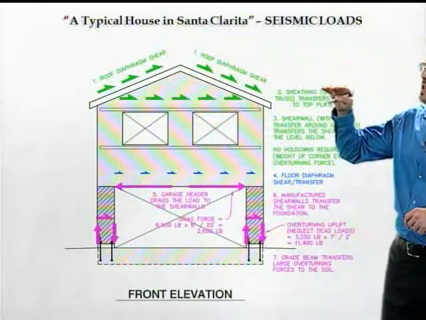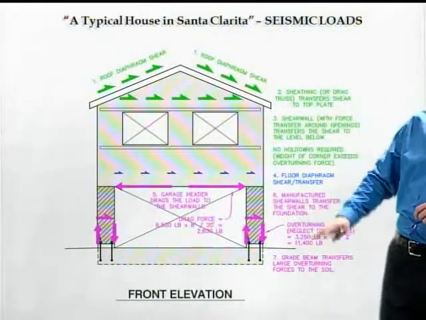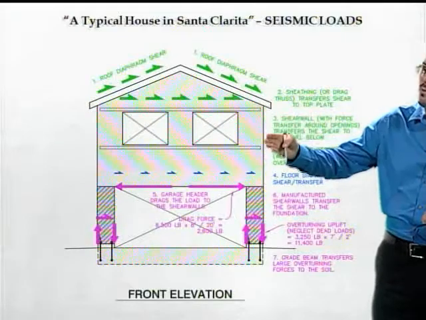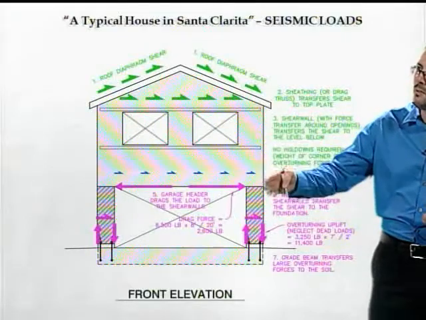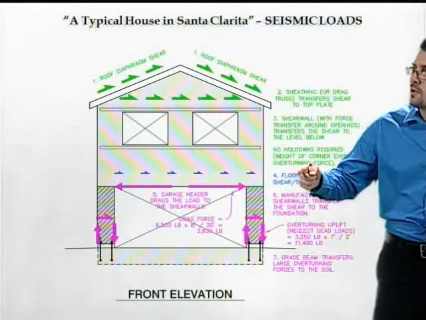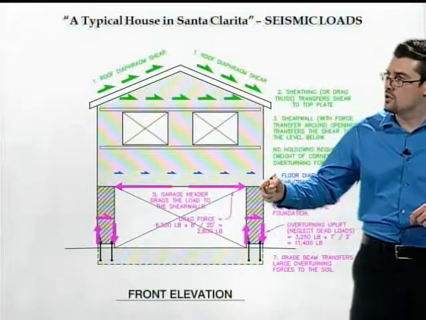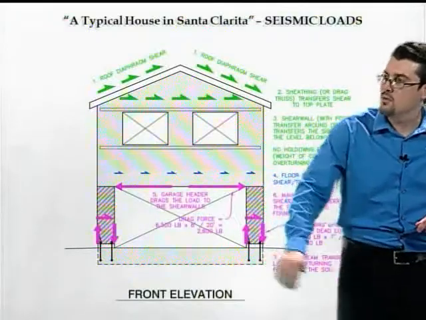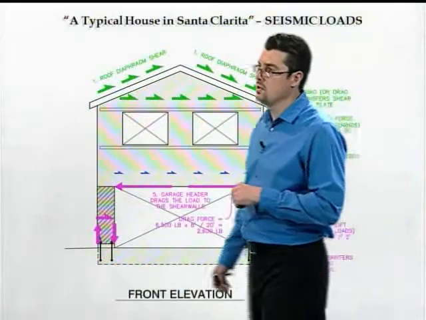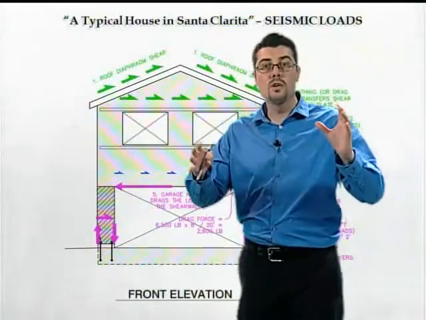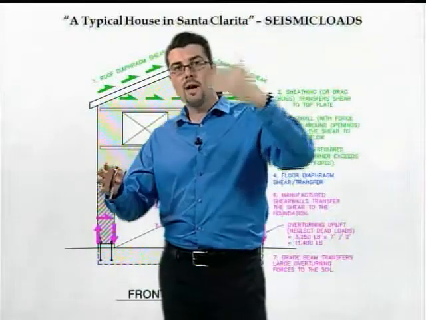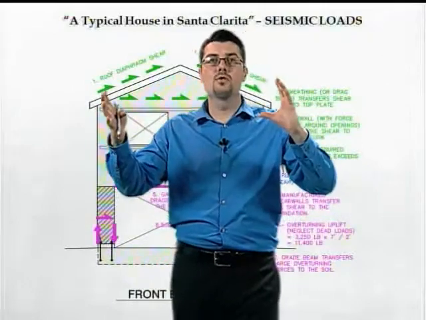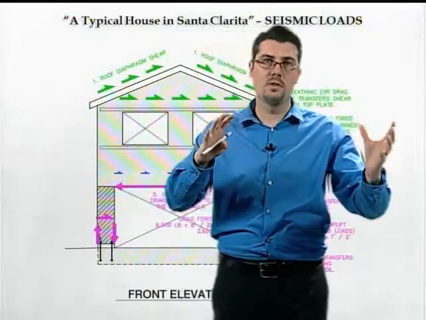So all the steps are essentially conceptually the same. It's just how they're resisted that is different. Okay, shear force at the roof, perforated shear wall, shear force at the floor combines, goes into the garage header, transfers through the garage header to the shear wall, down to the foundation, heavy overturning forces, and then a grade beam to transfer that force to the soil. Okay, so those are two examples, the front and the back of our example home, with basically the same forces, but they illustrate much different ways of resisting those forces and designing for them.